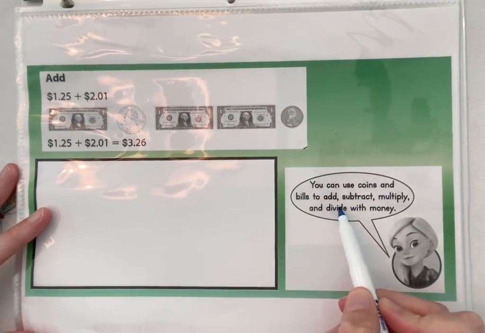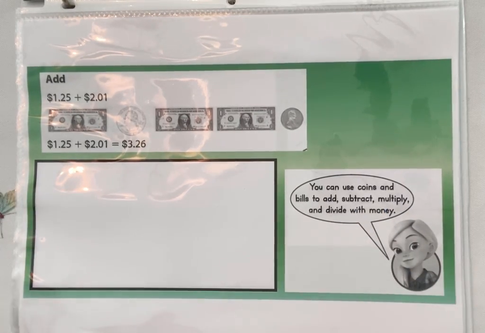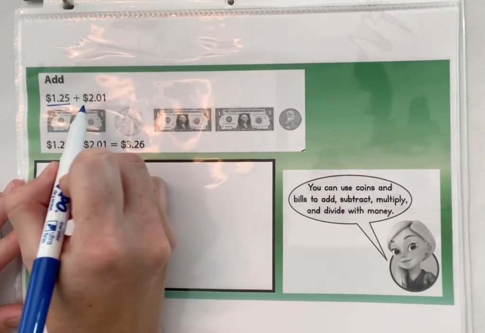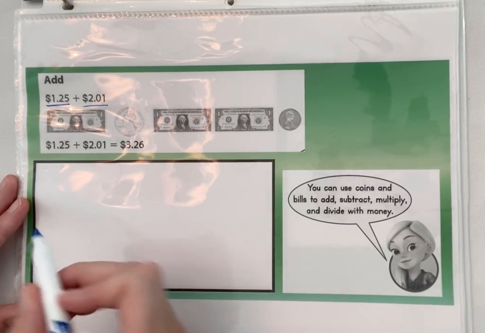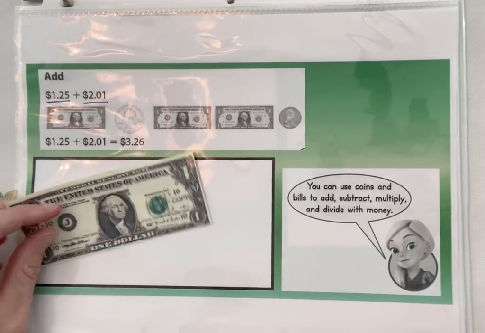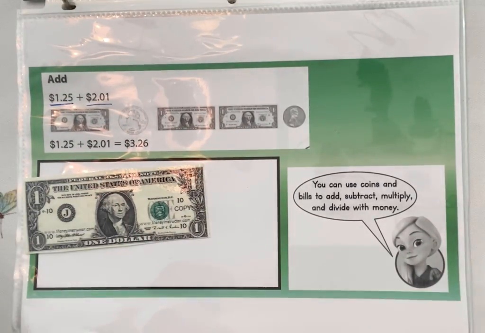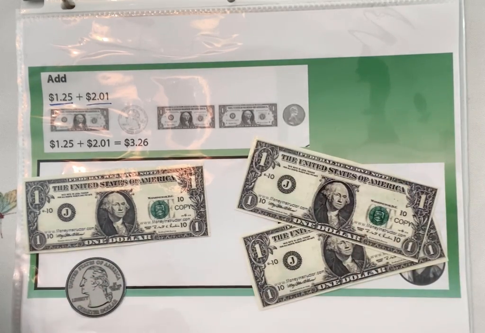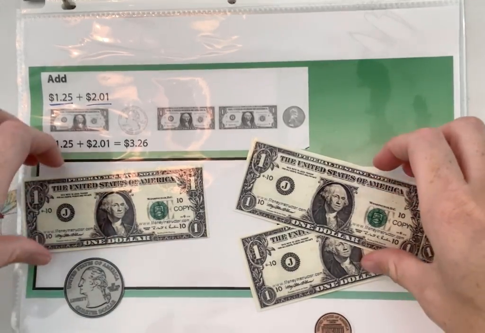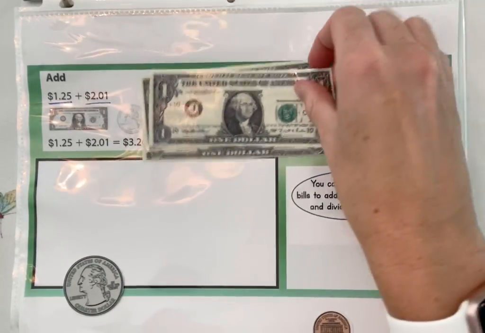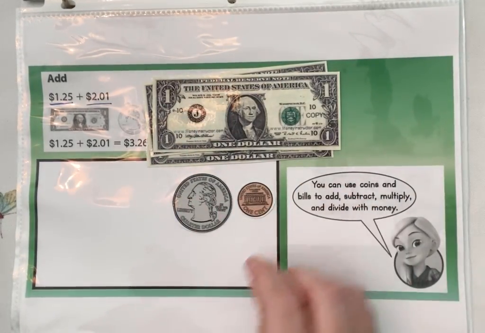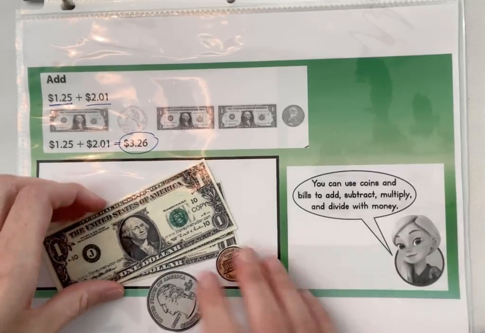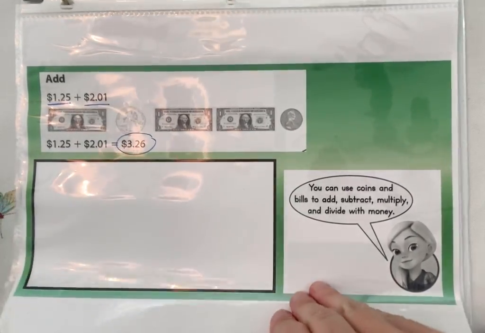So you can use coins and bills to add, to subtract, to multiply, and to divide with money. Here we have adding. Add $1.25 plus $2.01. You could take your bills and your coins. I would have $1, and this is my play money, and 25 cents, and I would add it to $2.01. When you put it together, you would have $1, $2, $3, 25 plus 1 is 26 cents. So $3.26. You can use money and coins, if you have these at home, to solve word problems.